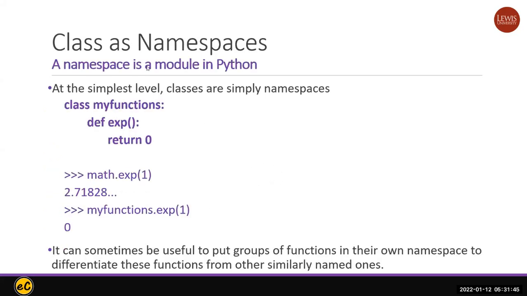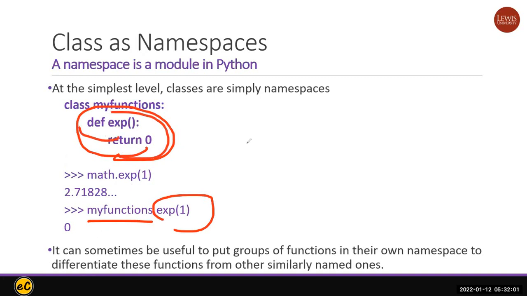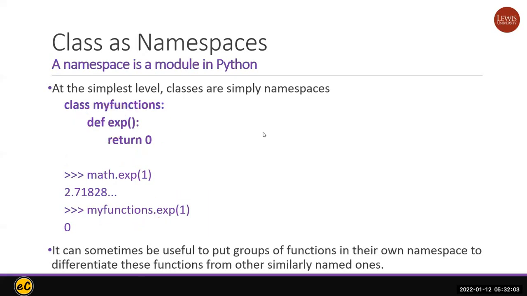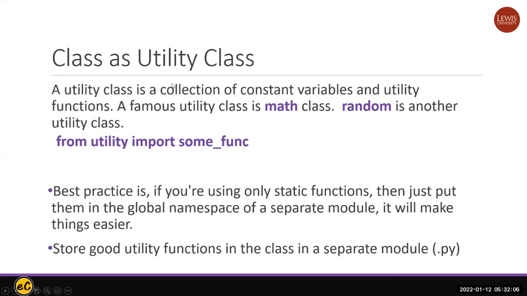So, namespace. A class is a namespace in a module. So you have this my function, and it creates its own namespace. For my function with an exponent of 1, you actually call this one, and you get 0. A class can be a utility class, so you can provide a lot of methods, and you can import only the function for people to use. Usually with the math class or random class, you want to import some function from there sometimes.